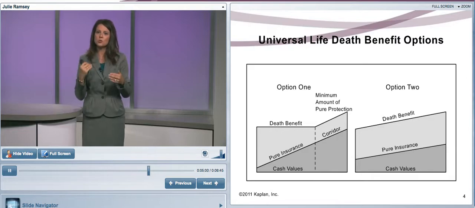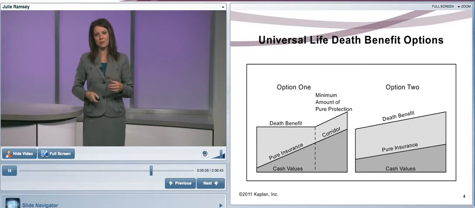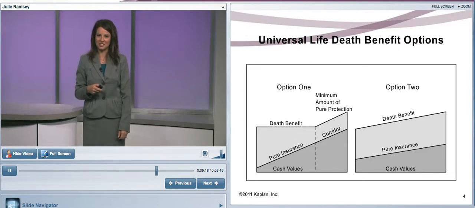So which one in your mind do you think would have a higher cash value? Which one would we take less out of the bucket? Option A, right? The level death benefit. If you want to be on option B, you can. That's great. It will increase your death benefit, but you'll probably have to fund more in the bucket.